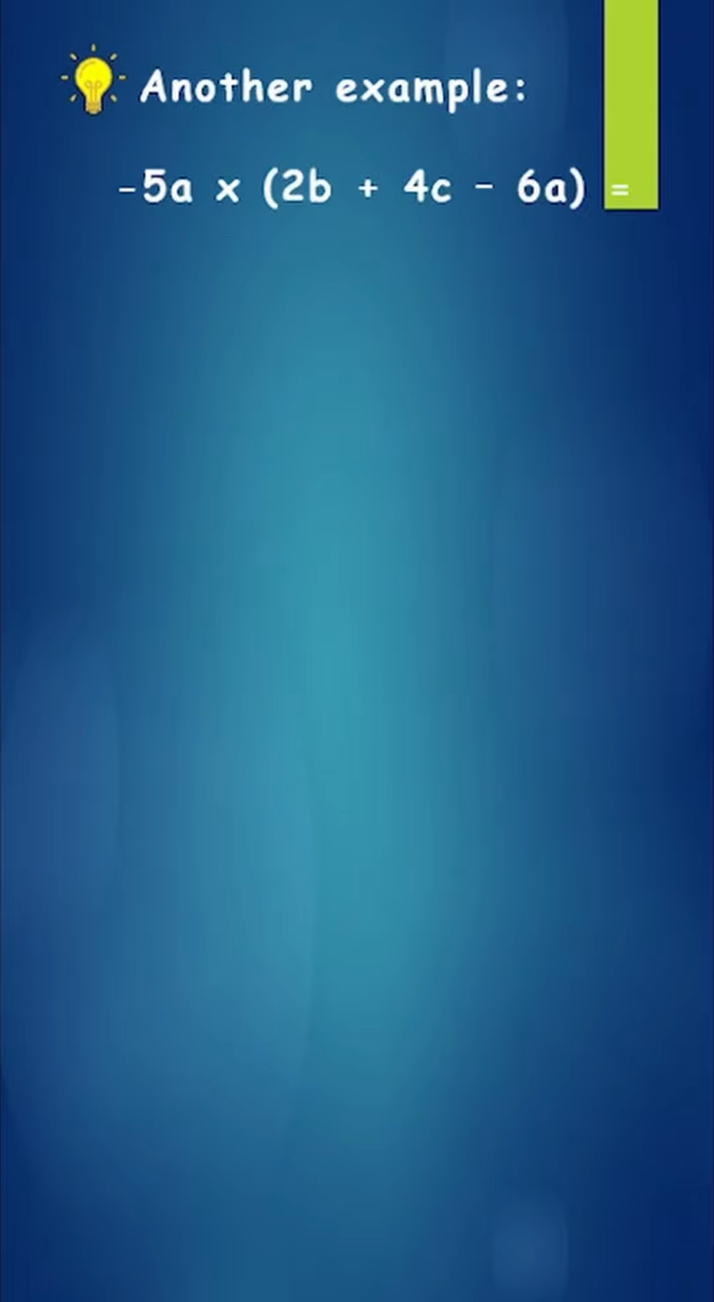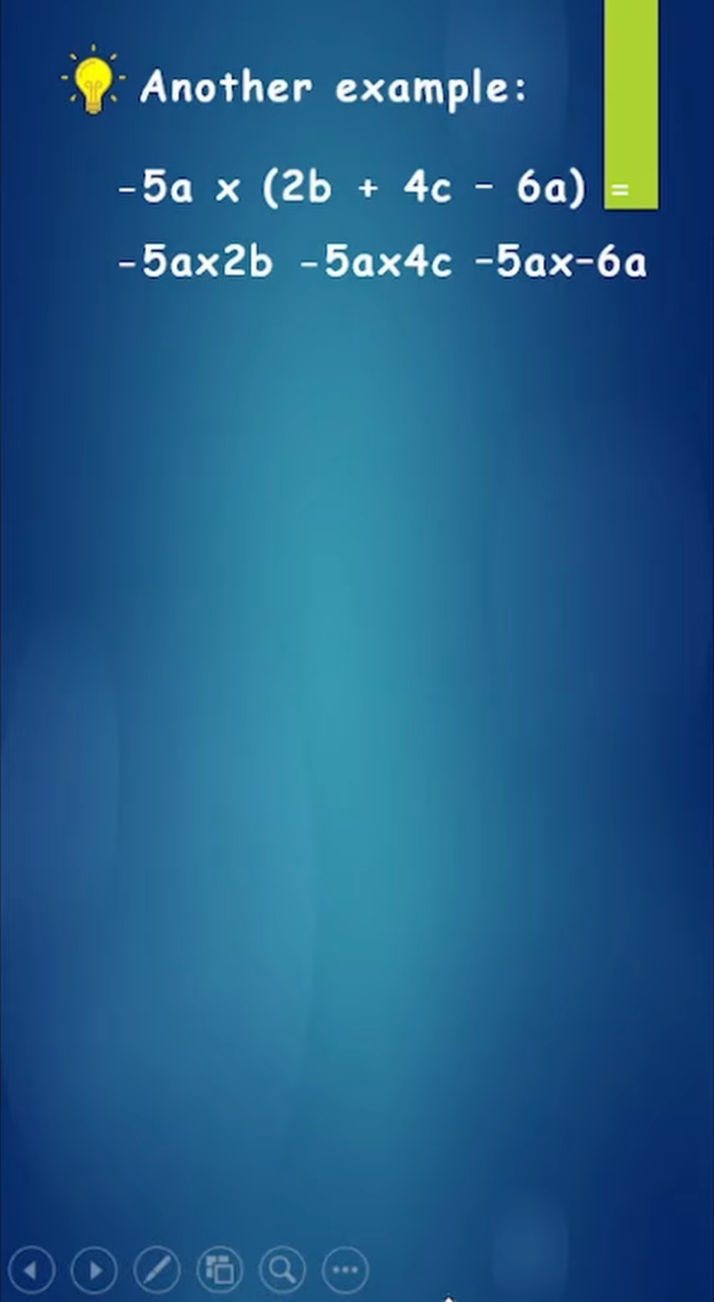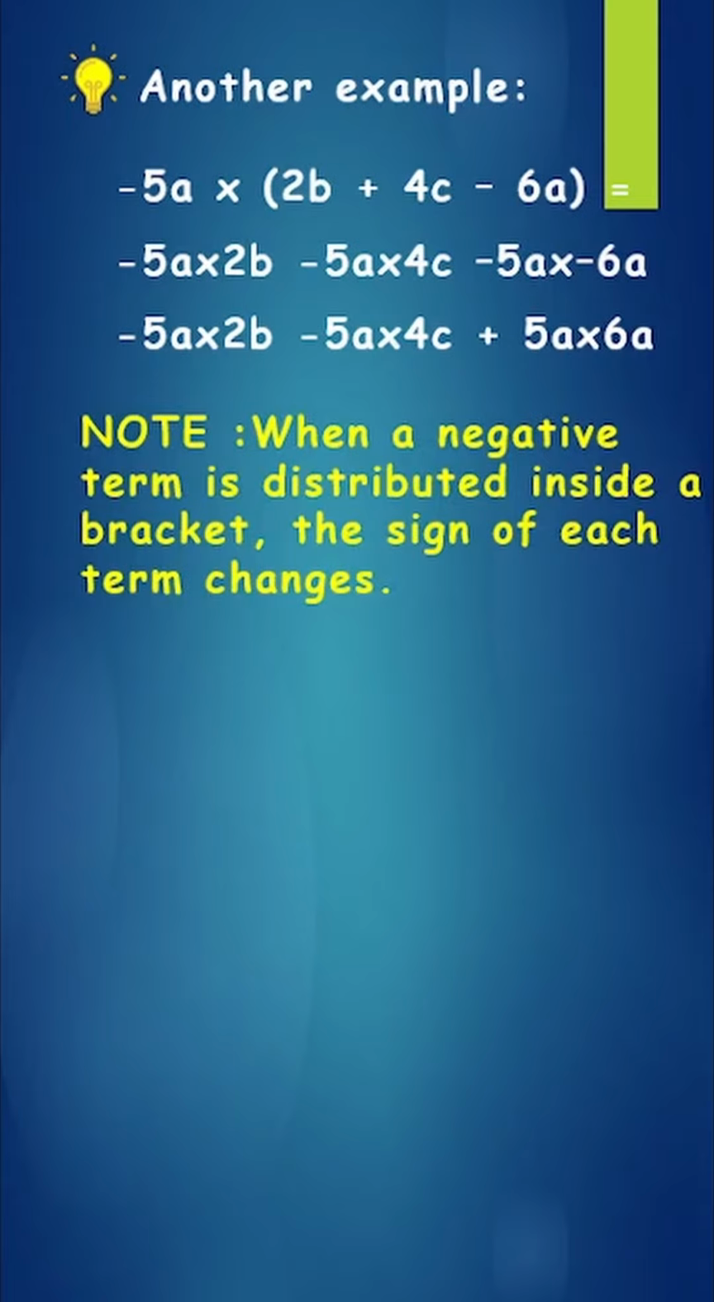Consider another example. One method of doing it is wherein you distribute minus 5a with 2b, minus 5a with 4c, minus 5a with minus 6a. And in direct method, the minus and minus together becomes plus, like this. So the rule of thumb would be when a negative term is distributed inside a bracket, the sign of each term changes. The positive term becomes negative, the negative term becomes positive.